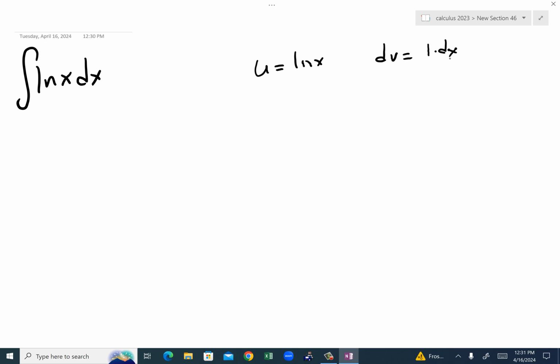It's yours now. If one were to continue with this process, v, of course, would be x, and du would be 1 over x dx. Oh, we got this. So uv is x ln x, minus the integral of, well, it just ends up being dx. And what is that?